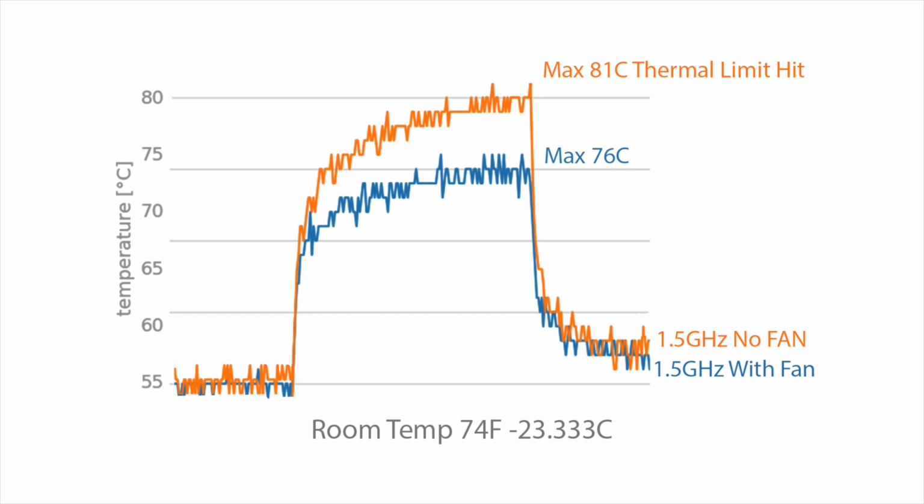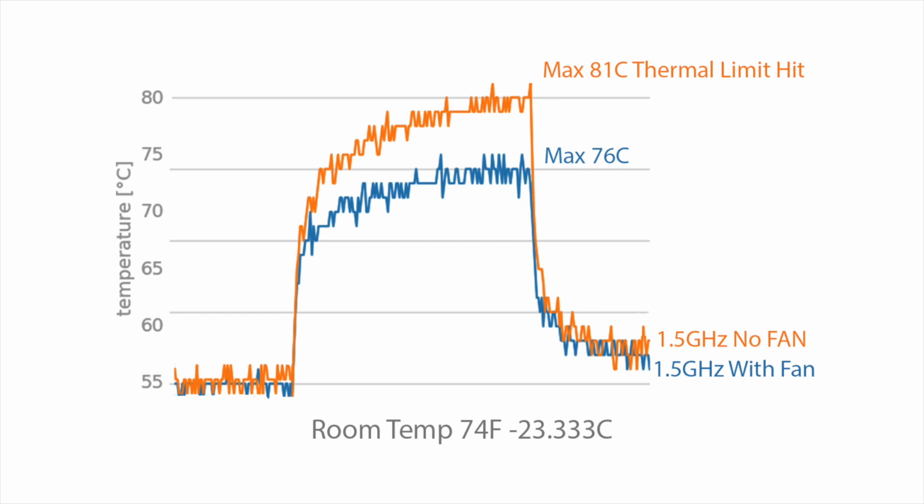So after some testing, we see that the fan does work. In orange, we have no fan. In blue, with the fan, remember it's set to come on at 70 degrees Celsius. With no fan, at the stock clocks of 1.5 gigahertz, we did hit a maximum of 81 degrees Celsius. So the CPU did hit its thermal throttle limit there with no fan, and I suspected it would, stressing out all four cores for this long. With the fan installed and set to come on at 70 degrees Celsius, we only hit a maximum of 76 degrees Celsius at the stock clocks.